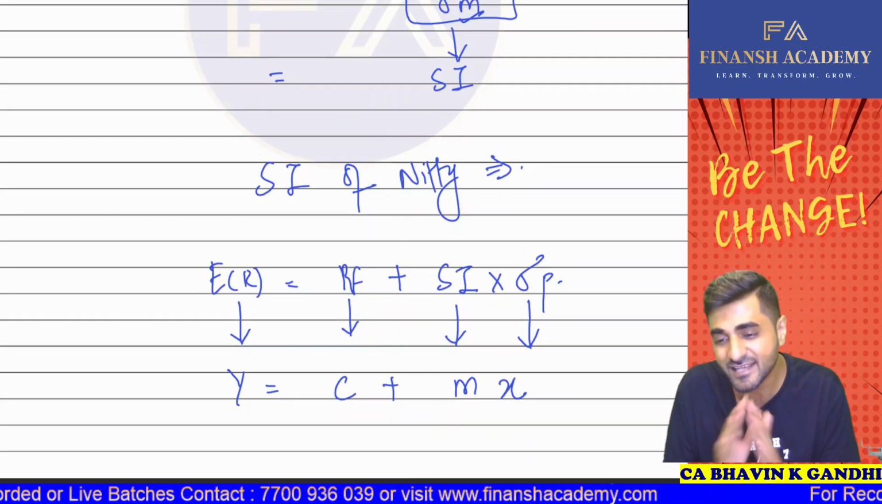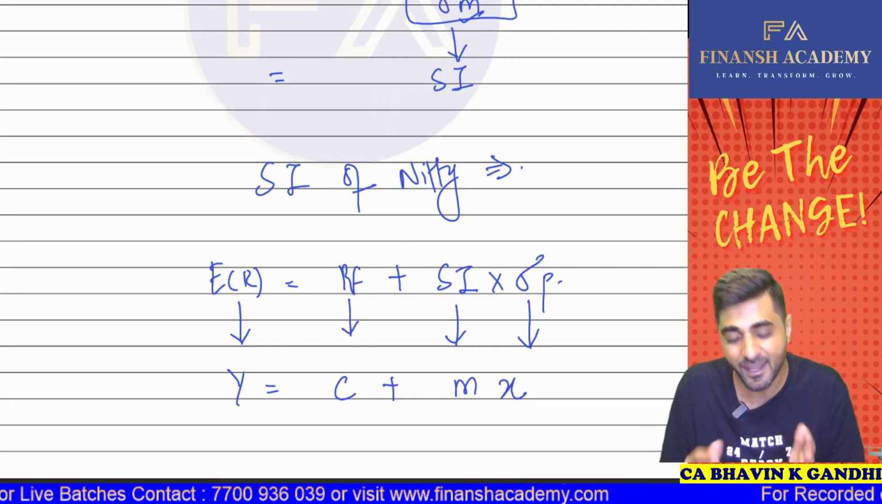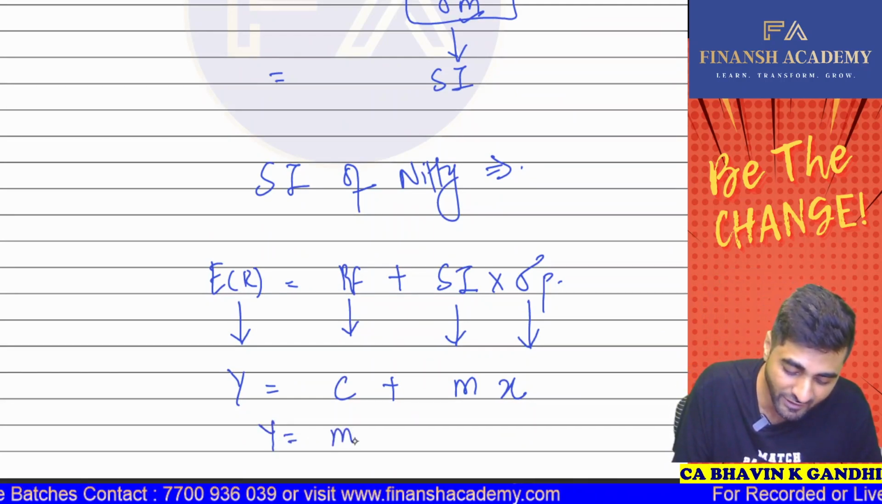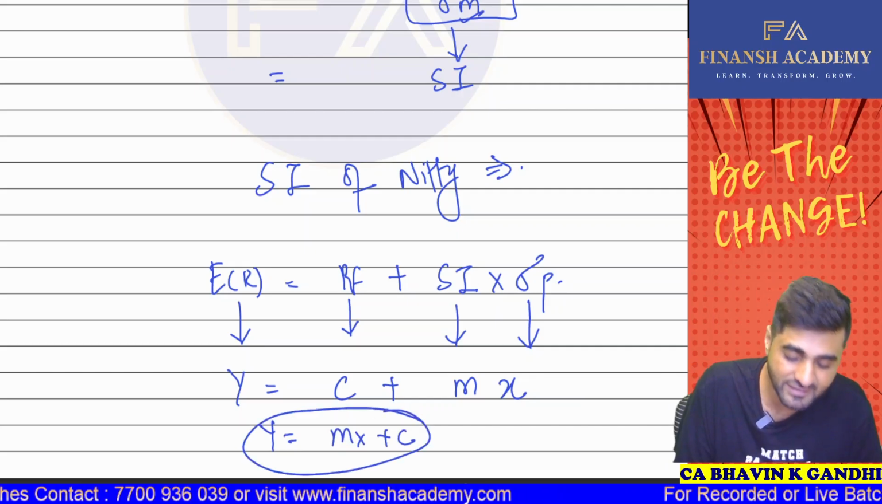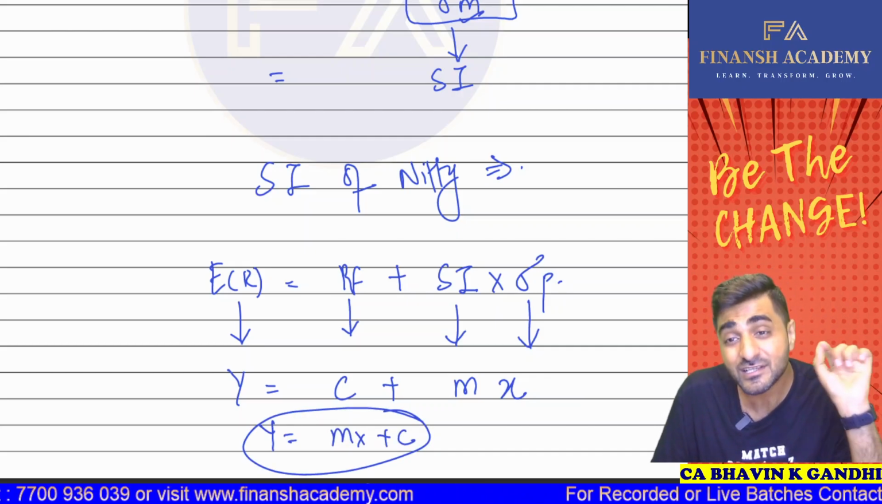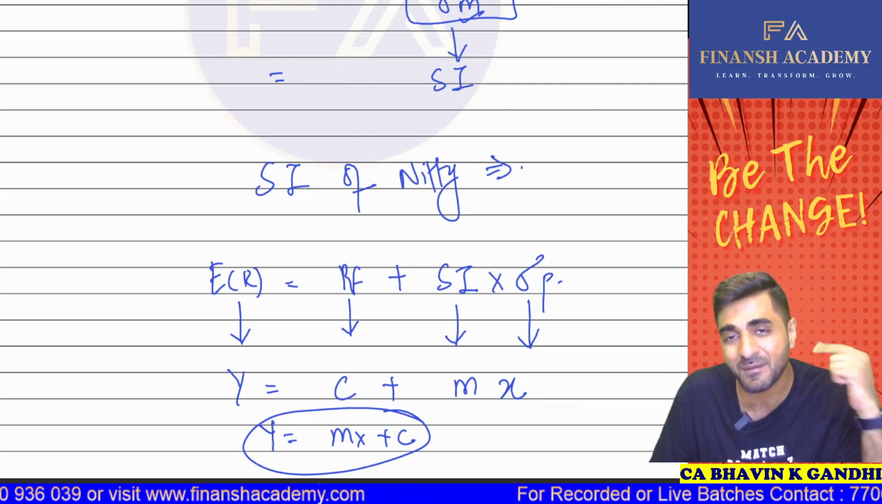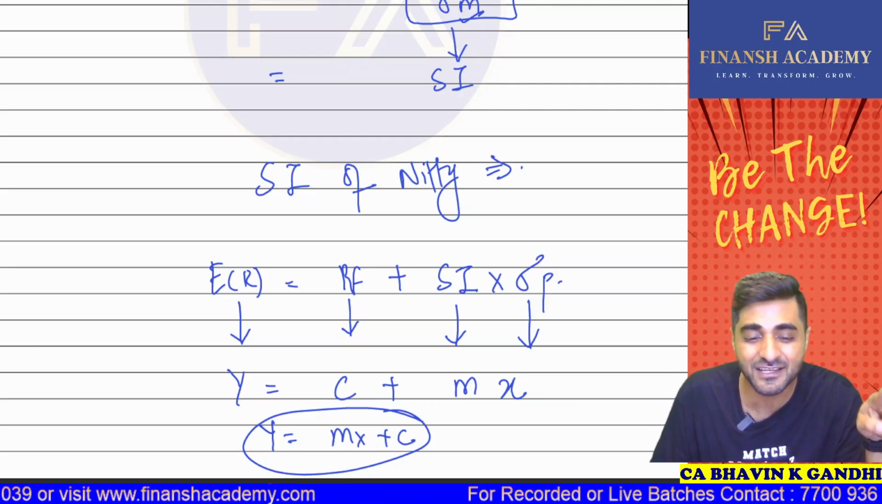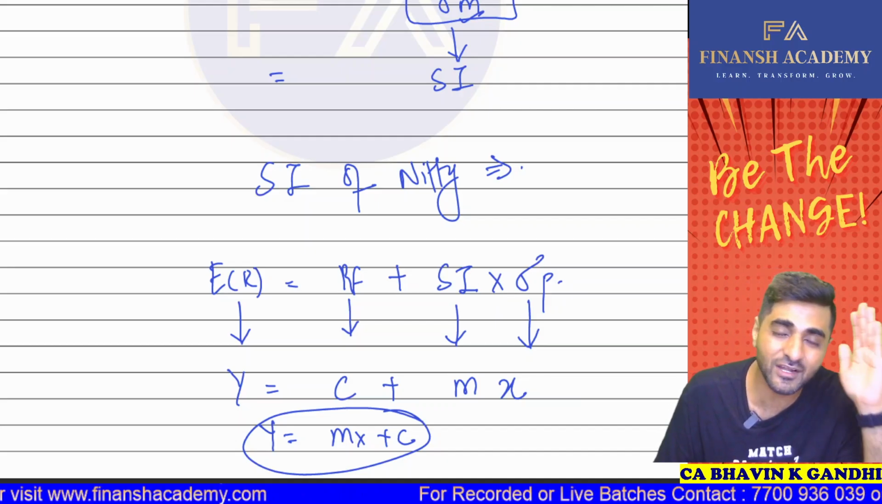So now we have got the same equation: y is equal to mx plus c. Y is equal to what? Mx plus c, my dear students. So basically here, what is the slope of the line? The slope of the line is the Sharpe's index of the market. C is nothing but the risk-free rate, and Y is your expected return.